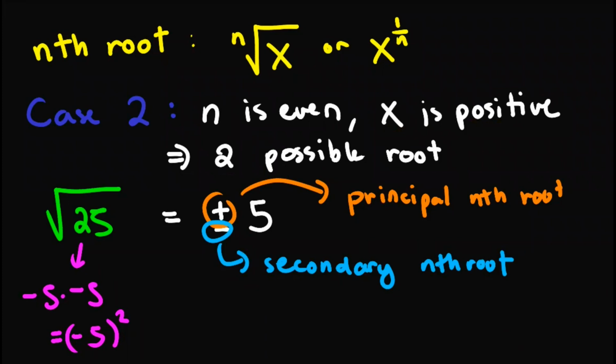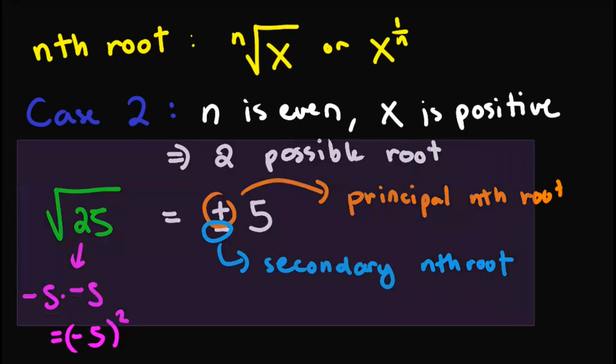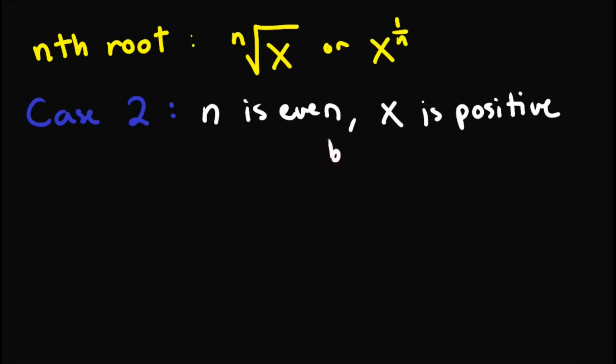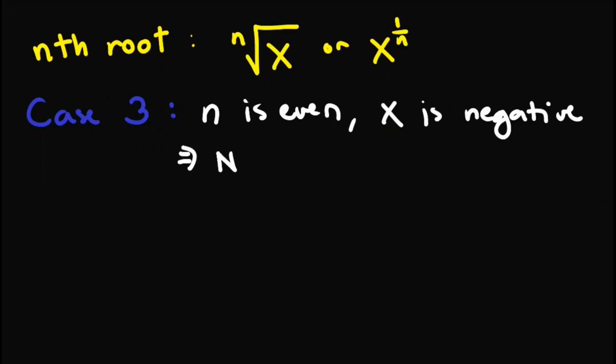Now we also have a third case, since we haven't tackled one more, and that is if x is negative. What if x is negative? So our case 3 is x is negative. Now if x is negative, then we'll have no real root.